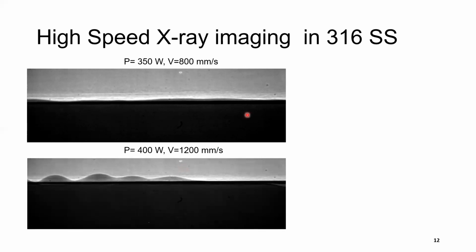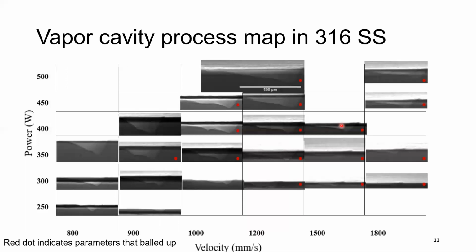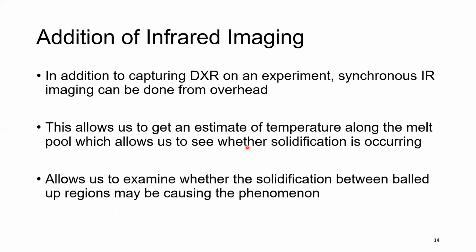We did several more experiments like this, and we're able to compile a vapor cavity process map of sorts, where we can see how the shape of this vapor cavity changes with laser power and velocity. At a fixed velocity, increasing the laser power increases the size of the vapor cavity. But at a fixed power, increasing the velocity makes the vapor cavity shallower but longer, usually. I've used a red dot in some of these figures to indicate which laser parameters cause the formation of balled up regions.